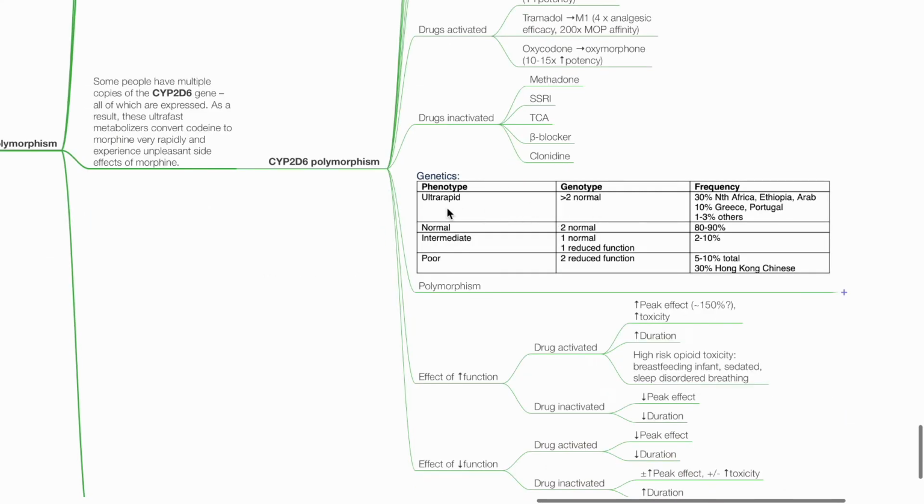Ultra-rapid phenotype has more than 2 normal alleles. Normal phenotype has 2 normal alleles. Intermediate phenotype has 1 normal and 1 reduced function allele. Poor metabolizer phenotype has 2 reduced function CYP2D6 alleles.